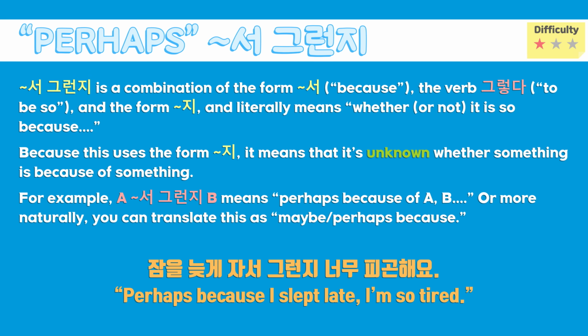서 그런지 is a combination of the form 서, meaning because, the verb 그렇다, meaning to be so, and the form 지, and literally means whether or not it is so because. Because this uses the form 지, it means that it's unknown whether something is because of something. For example, A서 그런지 B means perhaps because of A, B. Or more naturally, you can translate this as maybe or perhaps because.